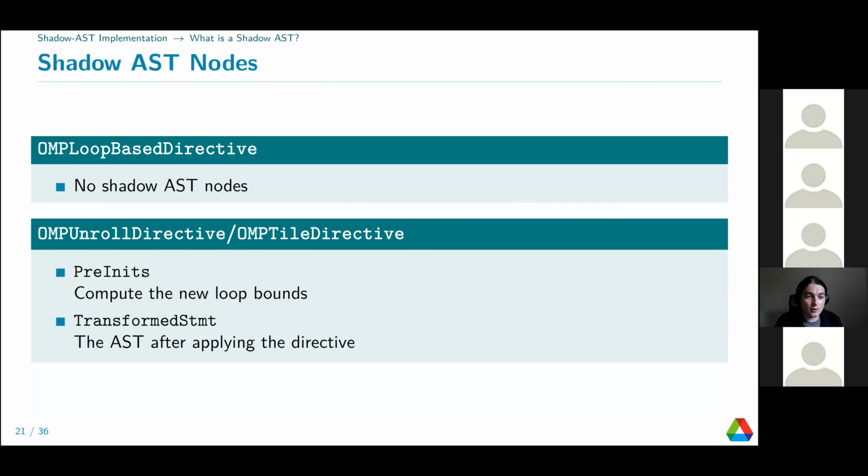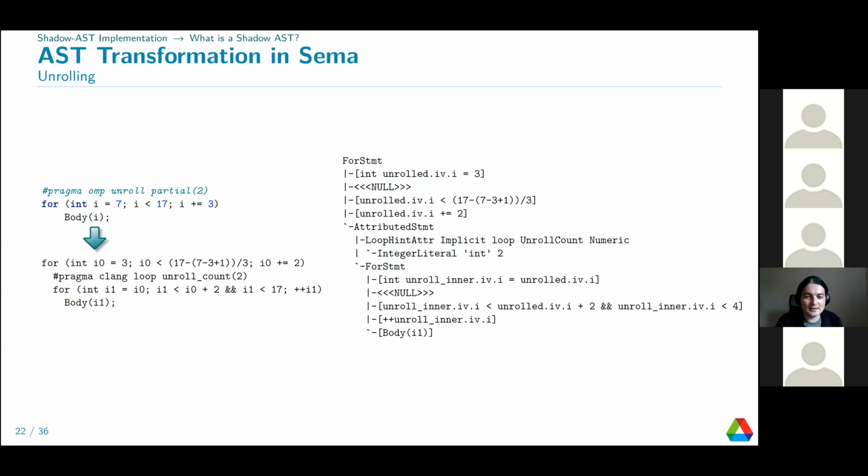This is why we introduced the OMPLoopBasedDirective, which itself does not have any AST nodes. Instead, we introduced shadow AST nodes for the OMP unroll directive and tile directive directly, namely the AST node for the transformed statement, after unrolling or after tiling. And we have another one for the pre-inits, which are usually used to compute the loop bounds, anything that has to be done before the loop itself.